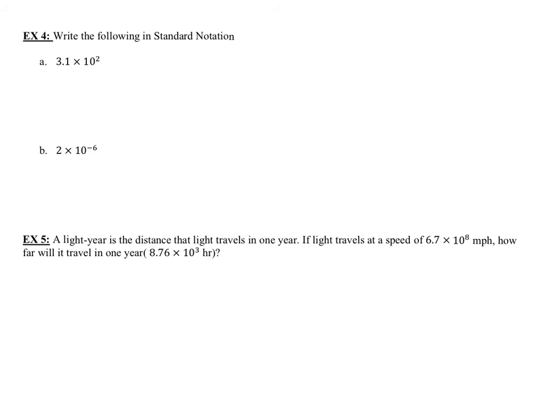The 3.1 was a big number, which means I'm going to move the decimal to make it a bigger number, which means I'll be moving it to the right. How many times? 2 times. 1, 2. However many spaces I moved it, I'll just fill in those gaps with a 0. So my answer here is going to be 310. So this will equal 310.